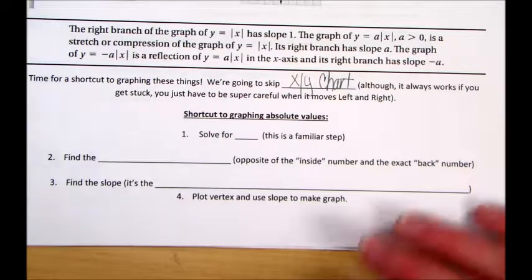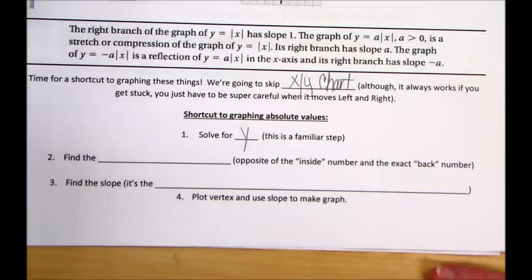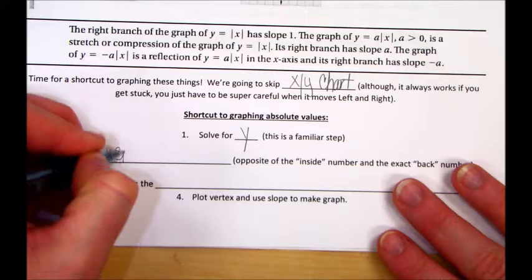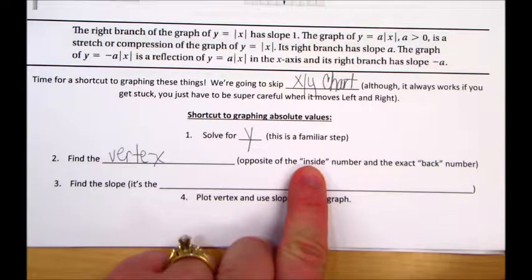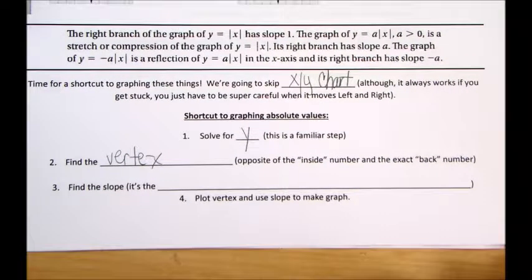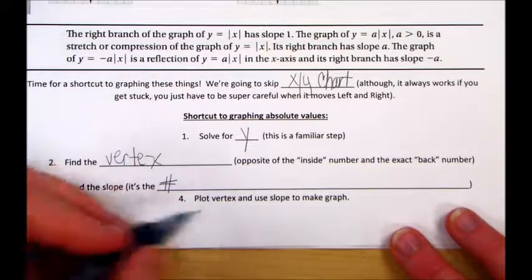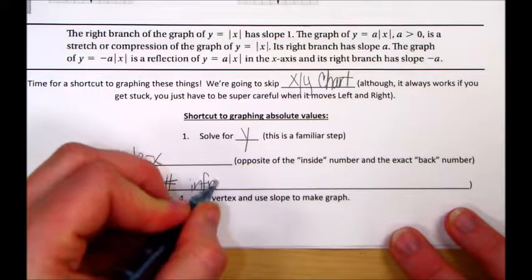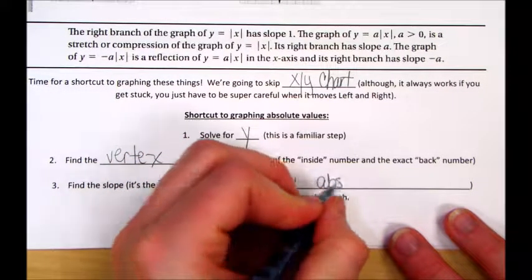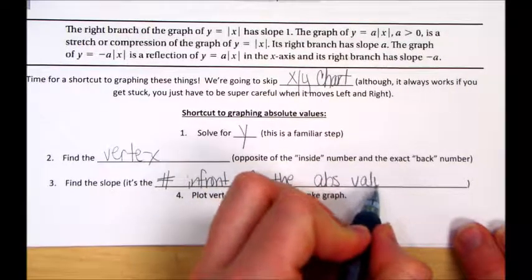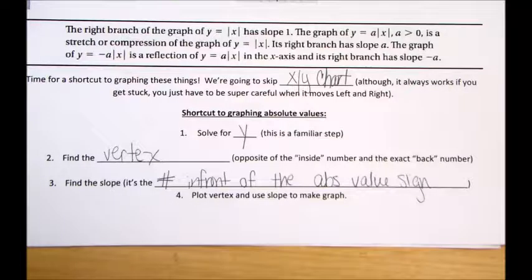All right, here are your steps. Step 1, solve it for y. That should be a very familiar step for you. Step 2, find the vertex, which is the middle point of your graph. It's opposite of what you see on the inside and exactly what you see in the back. Number 3, find the slope. It's the number in front of the absolute value signs.